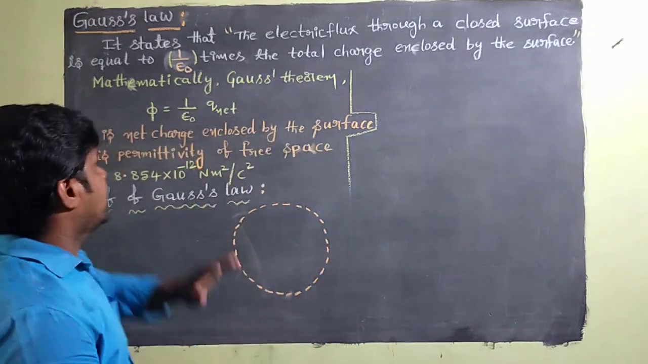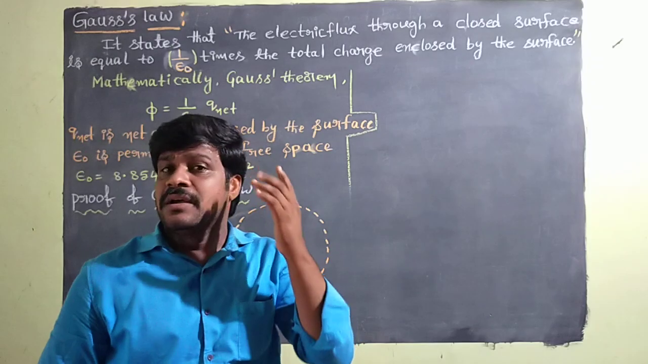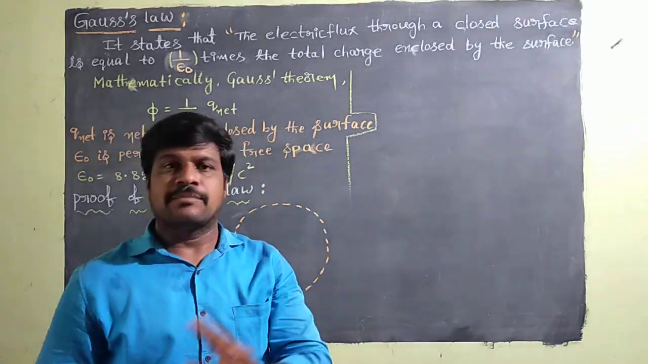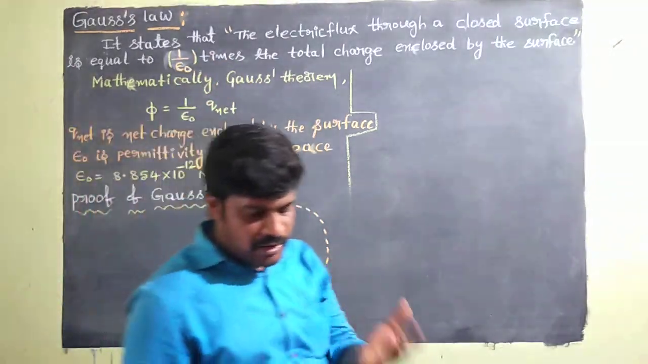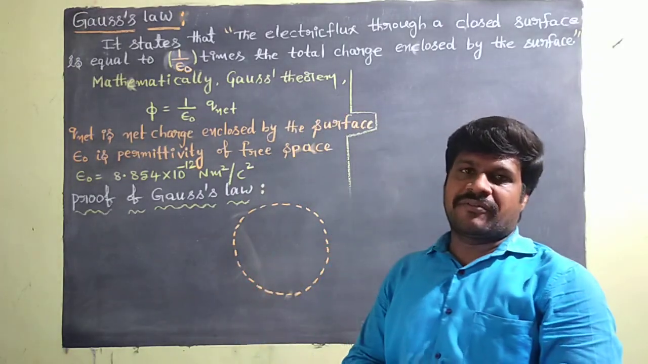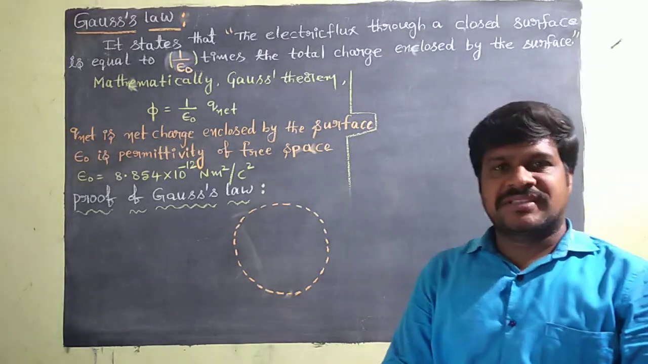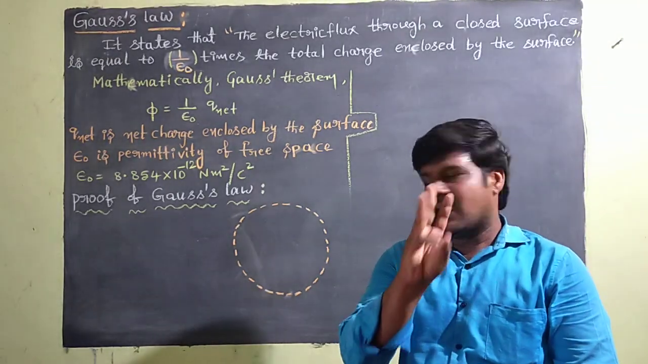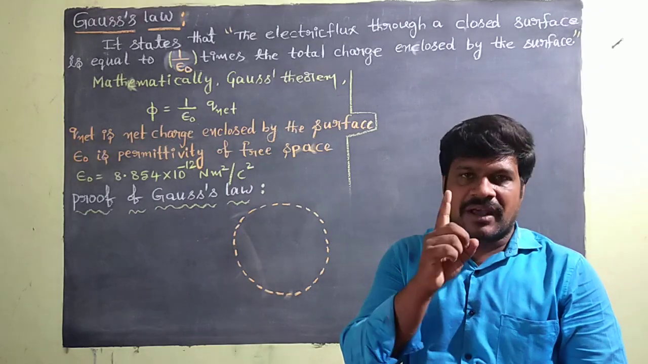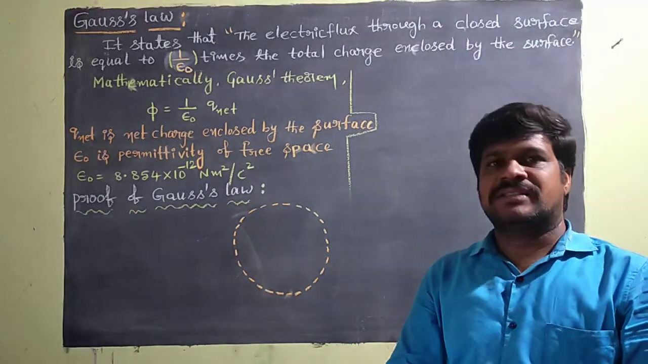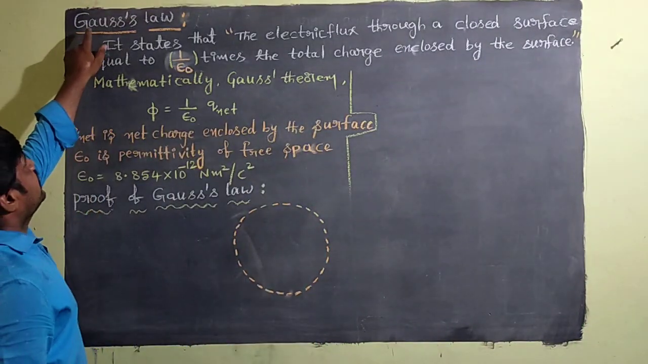Now the topic is Gauss law, or Gauss theorem. Some textbooks mention it as Gauss theorem, so Gauss law and Gauss theorem are both the same. In Gauss law, we have to study the statement of Gauss law, then how to prove it, and thereafter the applications of Gauss law. There are totally 3 applications, and any one of these applications is very important for 5 marks in your public examination. So first, the statement of Gauss law.